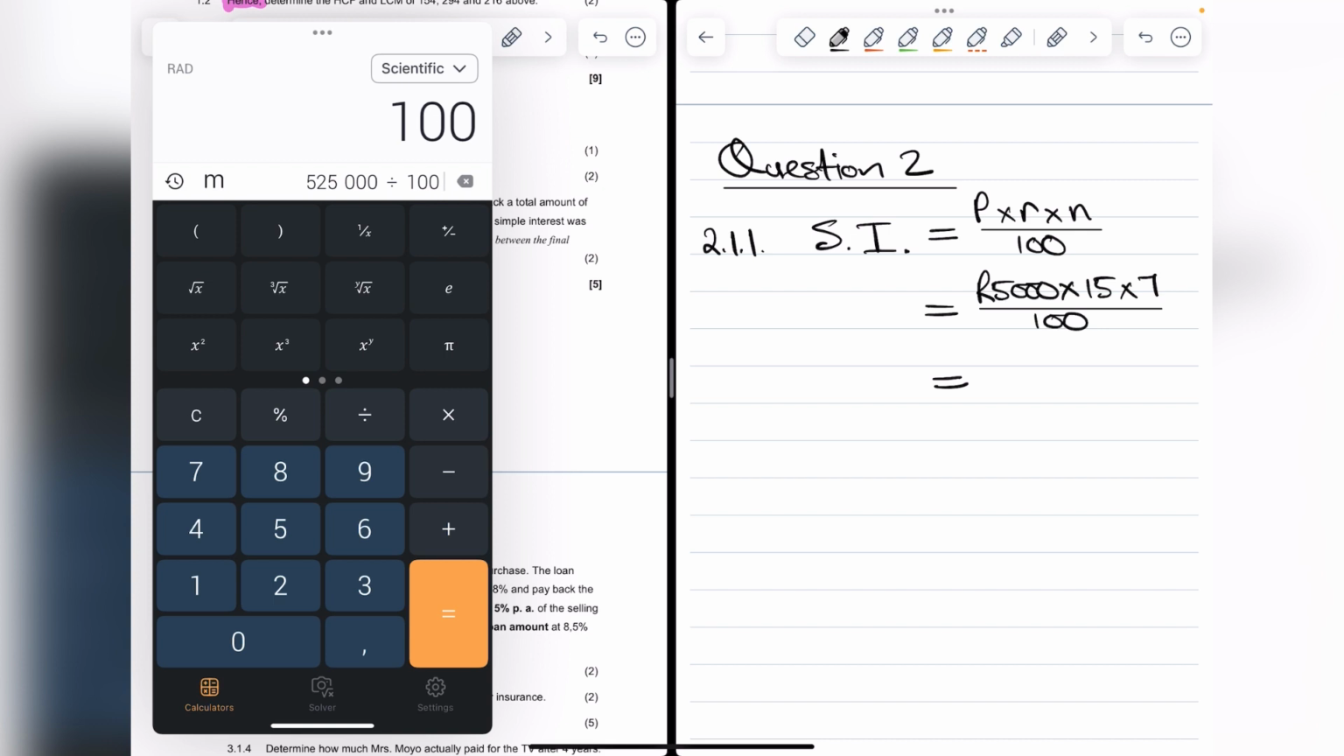Please do not forget to divide by 100. A lot of you forget that and then write an answer of 525,000, which of course does not make sense because there is way too much interest for that amount of money. So your interest in fact is 5,250.